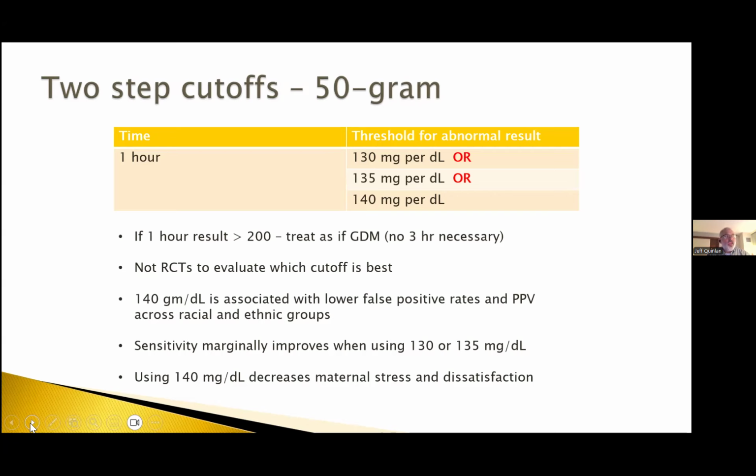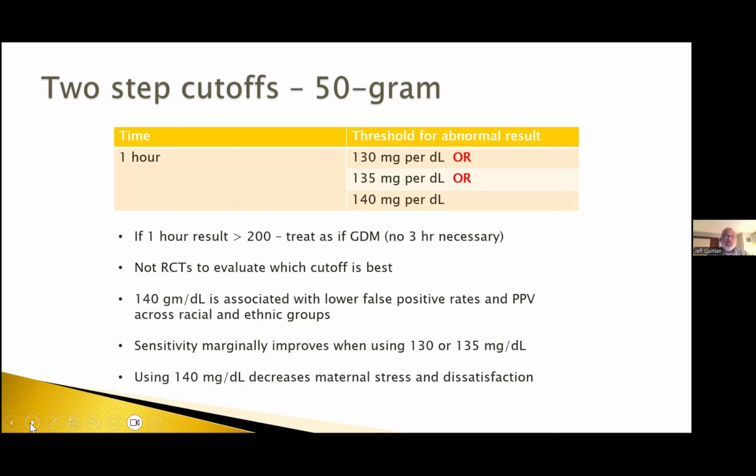I think a number of places find that if you use the 140, it really decreases maternal stress and dissatisfaction because you're going to do fewer 3 hour challenges if you use 140. And so you've got fewer patients that are going to be initially worried that they have gestational diabetes, frustrated that we made them drink the disgusting glucose solution, and then have to get stuck 4 times for the 3 hour.